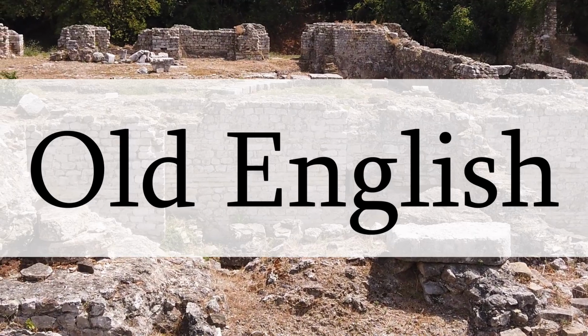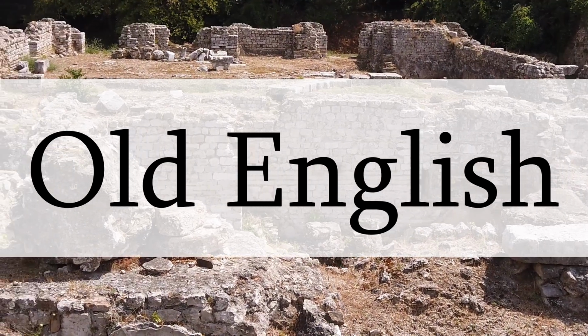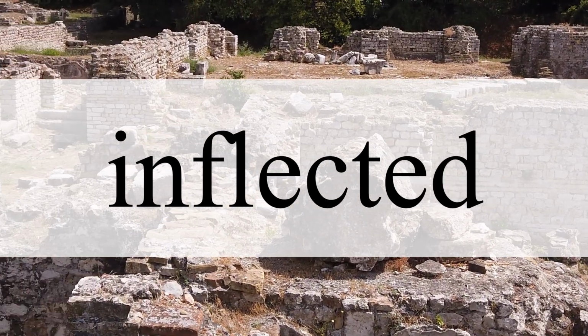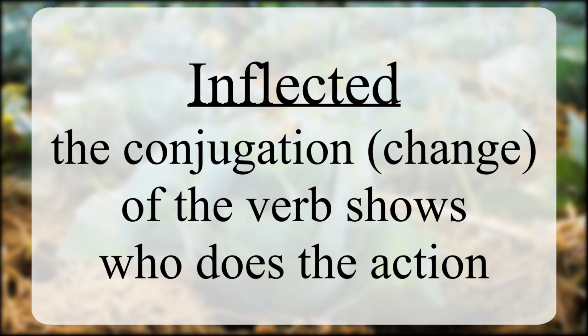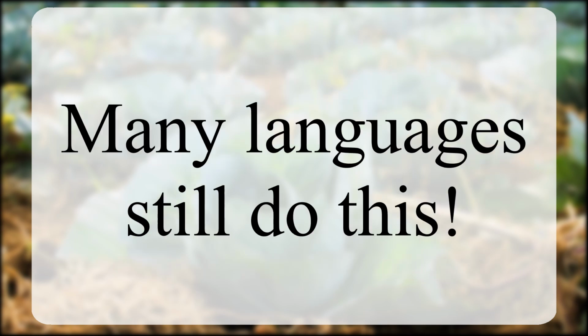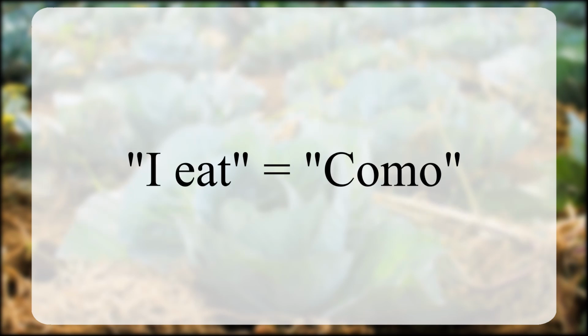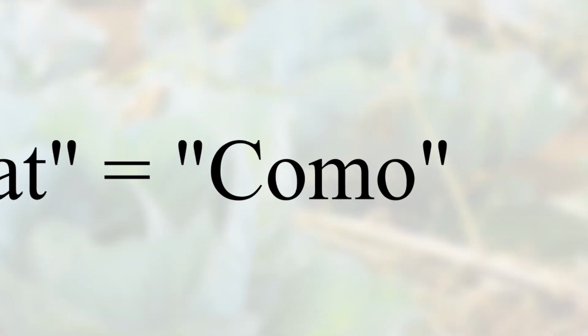Verbs in Old English, which is a very old language, were inflected. And that means that the conjugation, the changing of the verb itself, showed who was doing the action. Many modern languages still work this way. In Spanish, for example, the infinitive form of the verb to eat is comer. If you want to say I eat, you say como. The O ending means I.